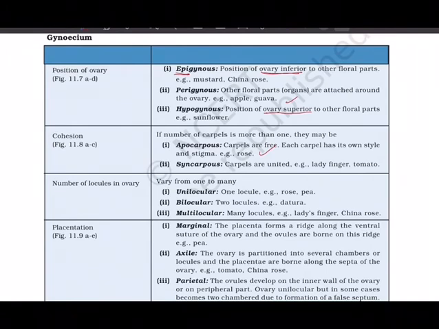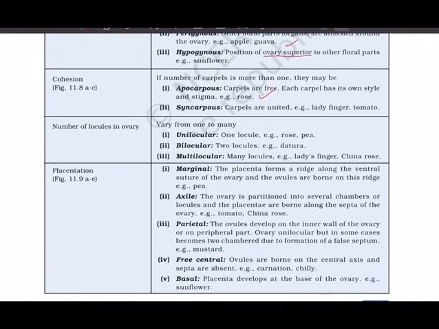And number of locules: when we take a section of the ovary, there are rooms inside, I said. Unilocular, only one room is there inside the ovary, like rose and pea. Bilocular, two rooms will be there, two locules, like in datura. Multilocular, many locules will be there, like in lady's finger and China rose.